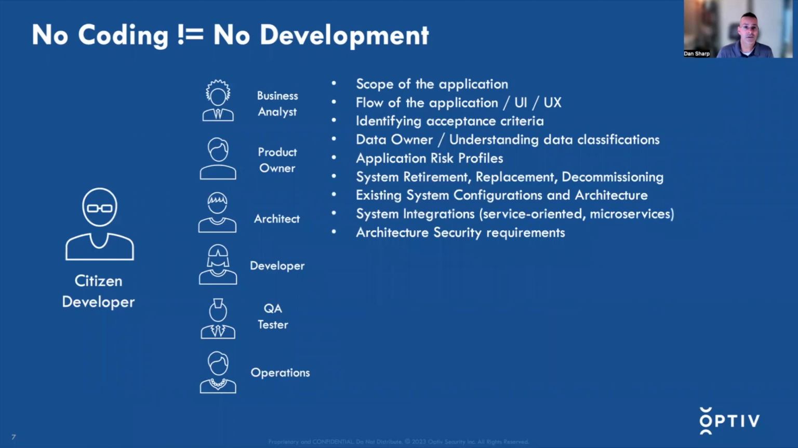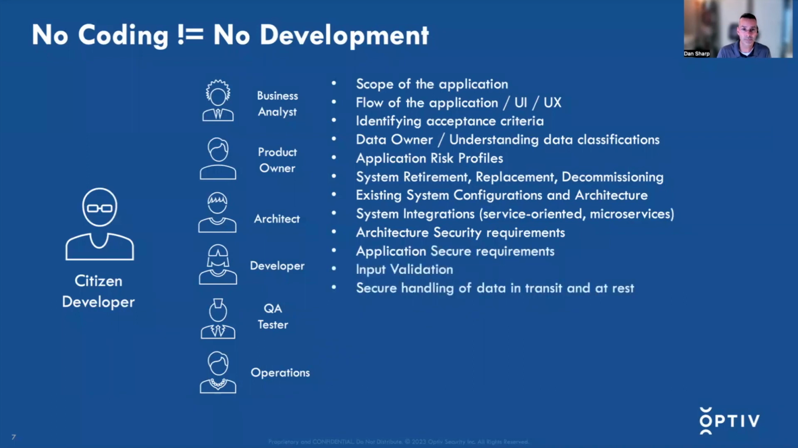Architects typically understand the existing system configuration and architectures, so that if you are using a data connector, you understand what the implications are for using a specific protocol or the connection to the data. Architects normally also focus on system integrations. So if there are any specific service-oriented or microservices used by applications, they understand how those fit together and talk to each other. And they're also typically focused on the architecture security requirements of applications that are moving to production.